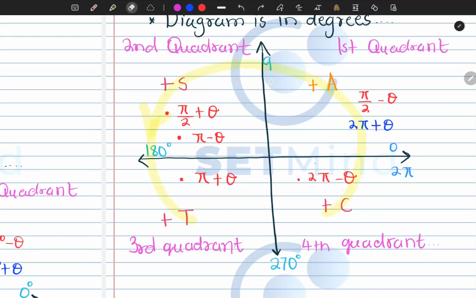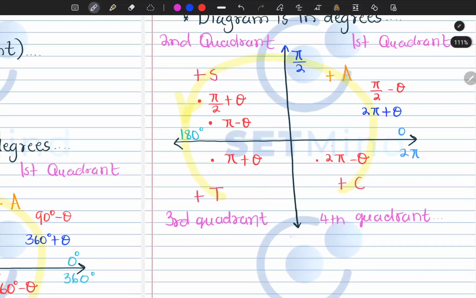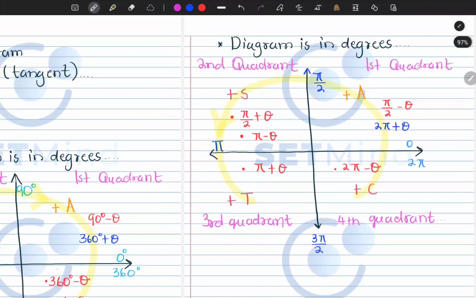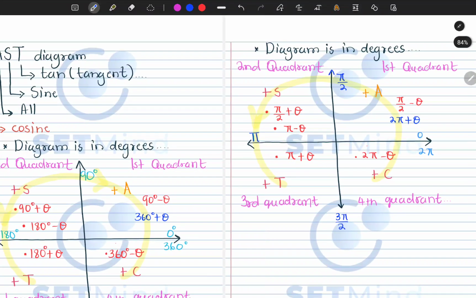Then let's quickly replace that 90 there with just pi over 2, and then we need to replace the 270, which will just be 3 pi over 2. And then the 180 that is sitting there, it will just end up being pi. So we are gonna have pi like that. That is how we convert our cast diagram, not to be in degrees, but to be in radians.